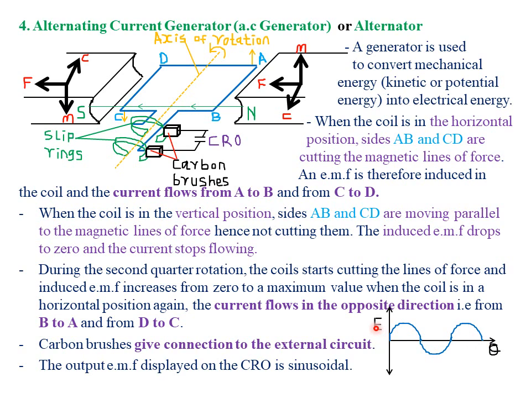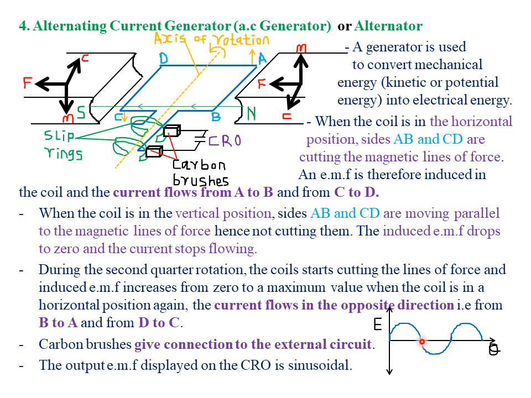So this is a graph of the induced EMF against the angle at which this particular conductor is meeting the magnetic field lines. Remember, when the angle between the magnetic field lines and the conductor is 90 degrees, then maximum EMF will be induced. That is at this particular position. Whenever the conductor is vertical, or parallel to the magnetic field lines, no EMF is induced. That is when we are at this particular position.